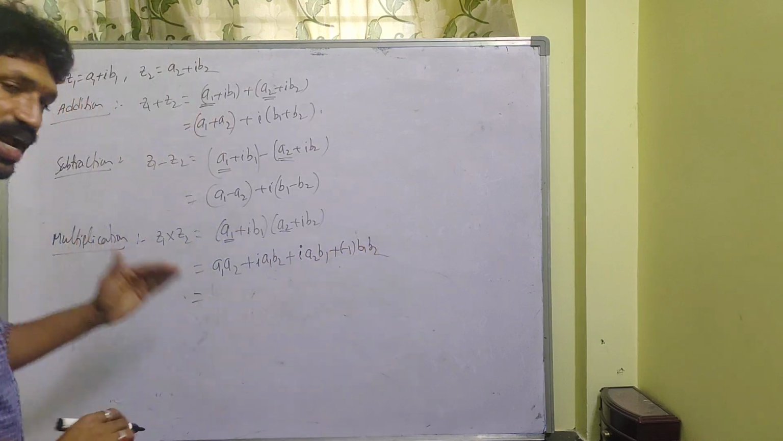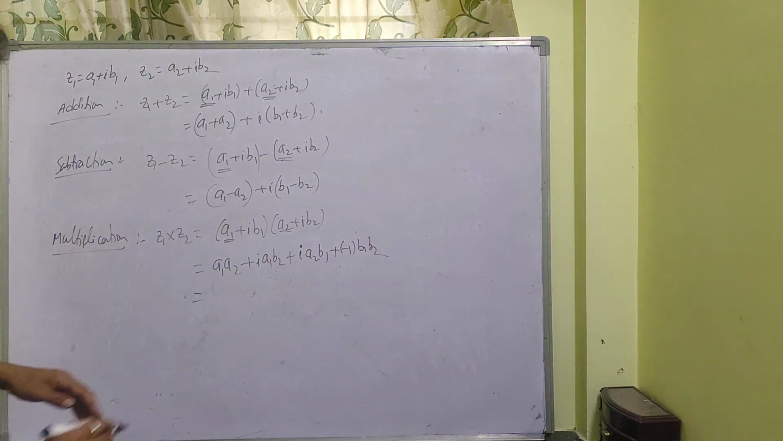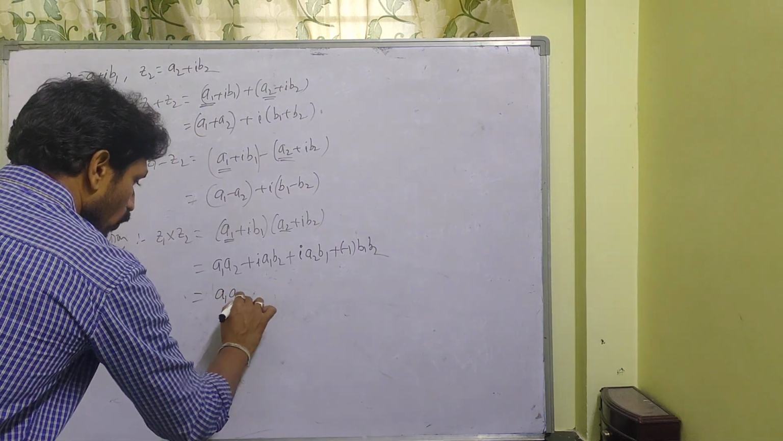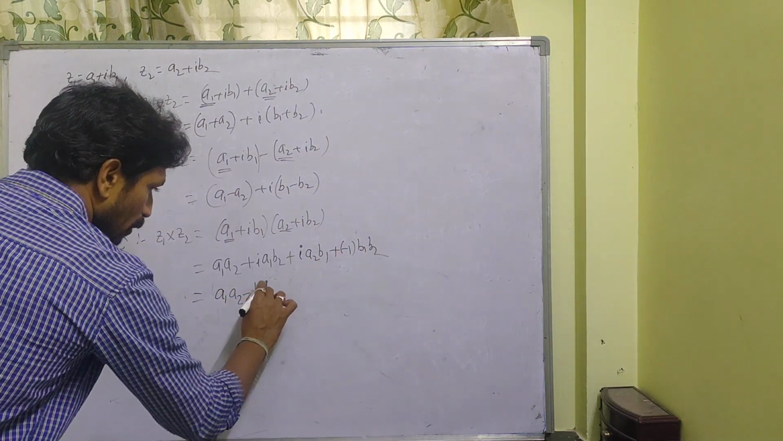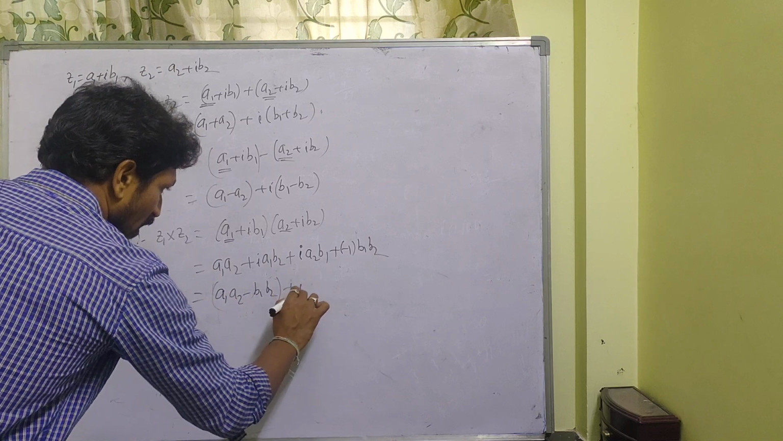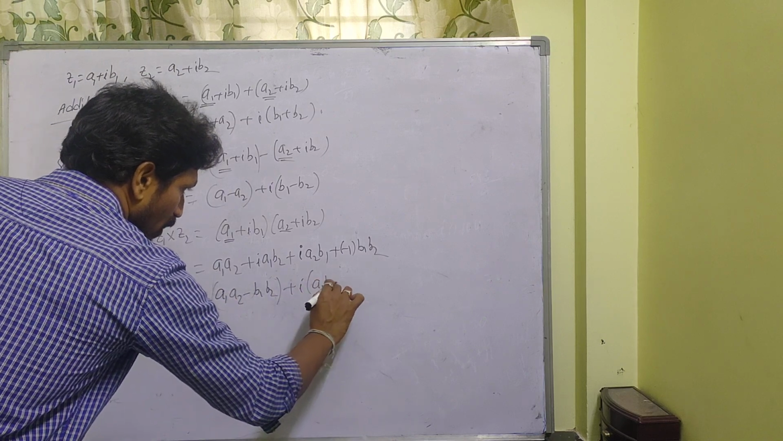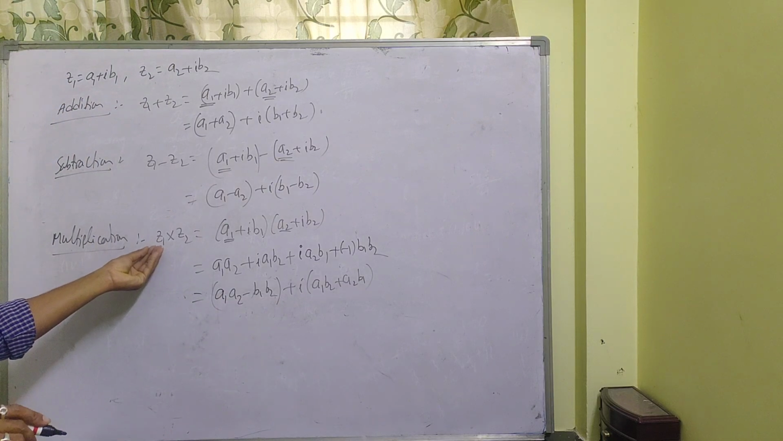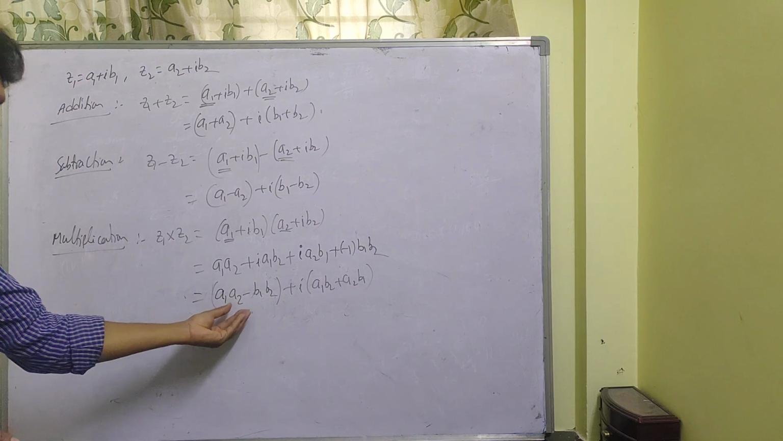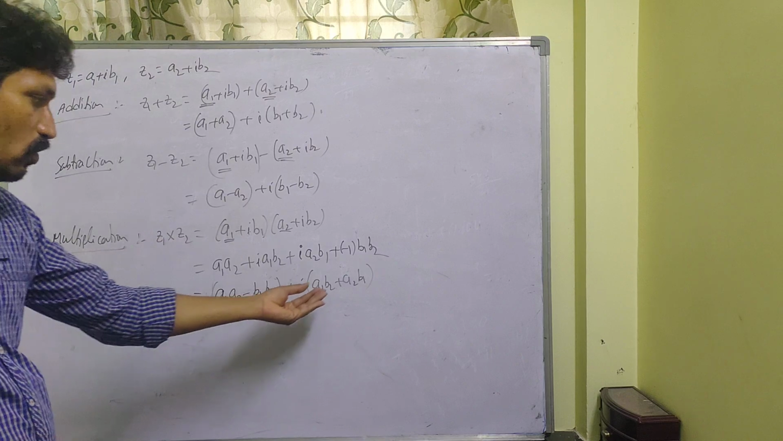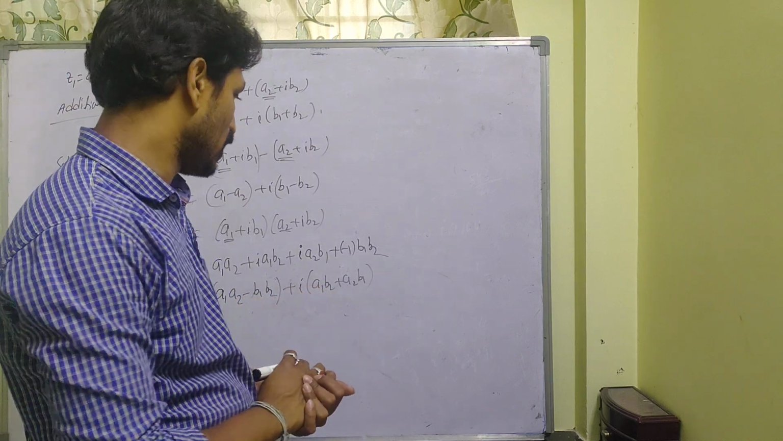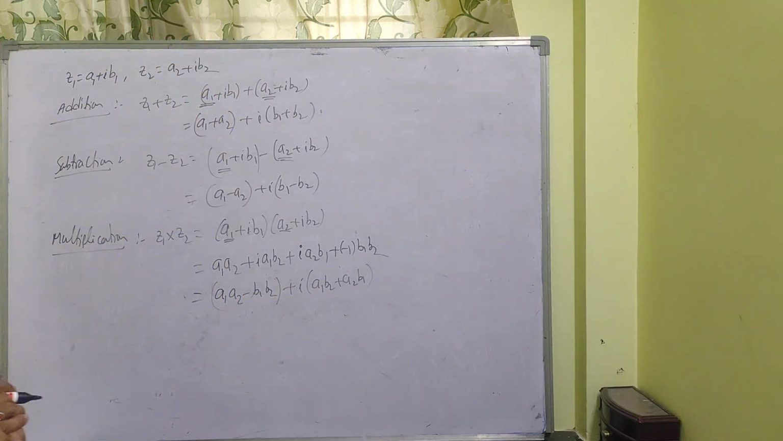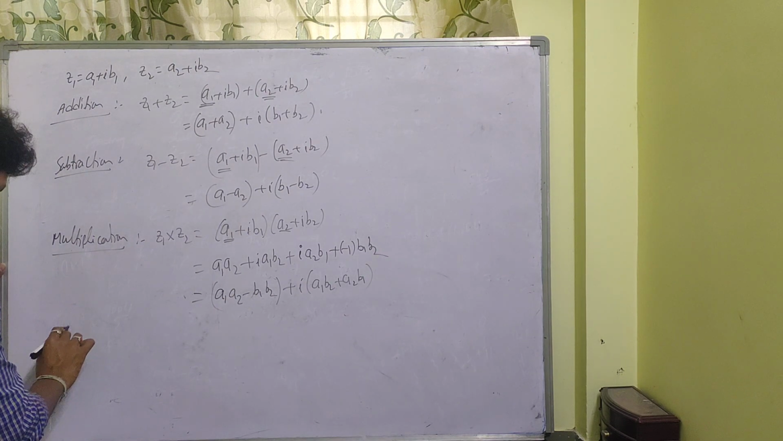If you want to write the real and imaginary parts separately, A1 A2 minus 1 into B1 B2, that is minus B1 B2, plus take i common, you have A1 B2 plus A2 B1. So what can you conclude? In the multiplication, the real part is A1 A2 minus B1 B2, and the imaginary part is A1 B2 plus A2 B1. Clear? Next, division.